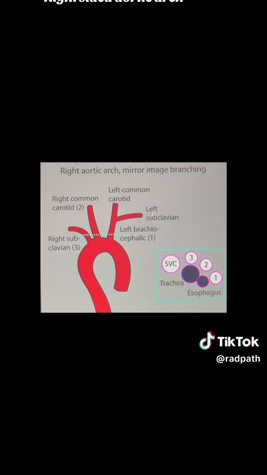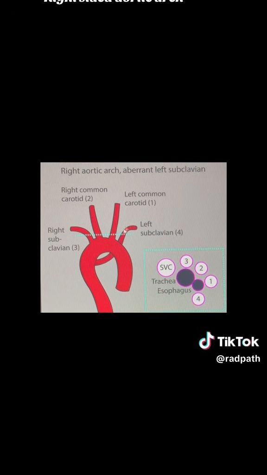This is a mirror image, which is often associated with congenital heart disease. And this fourth image here shows our case, which is a right aortic arch with an aberrant left subclavian artery. This is a true vascular ring that can cause compression of the esophagus, which may or may not be symptomatic, as in our case.